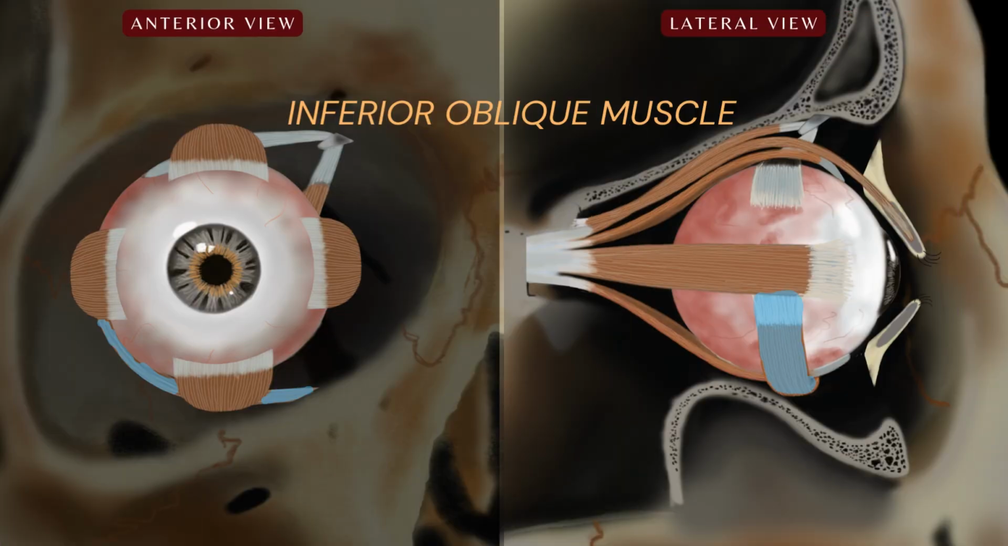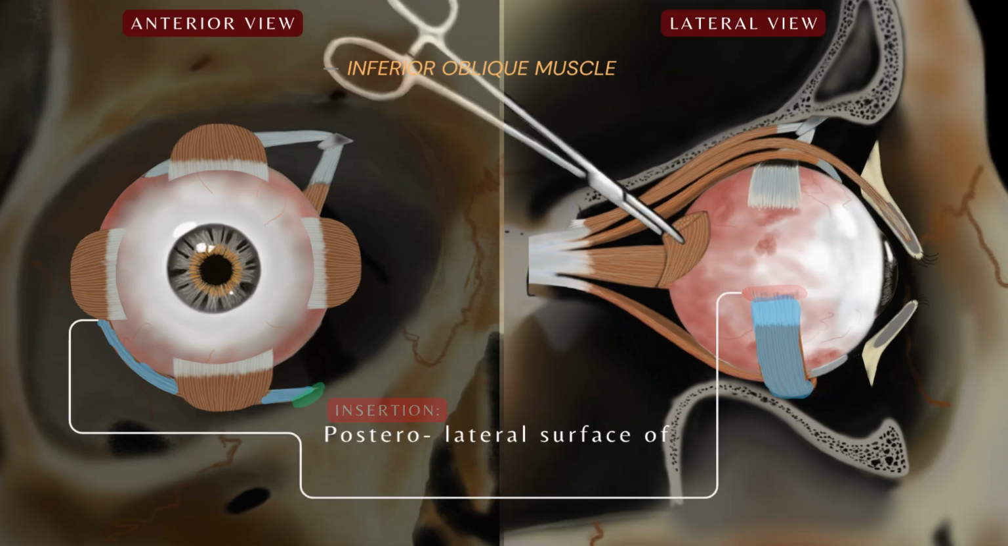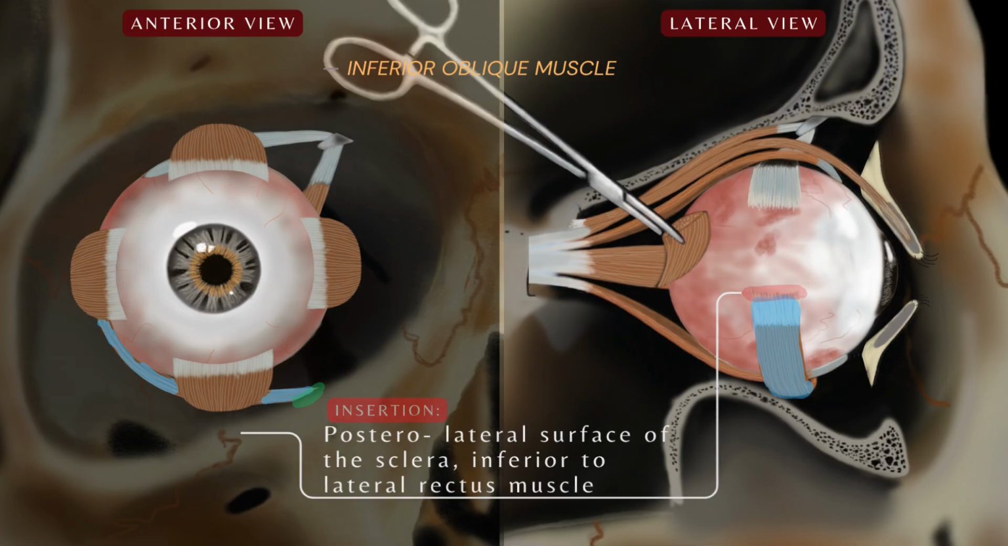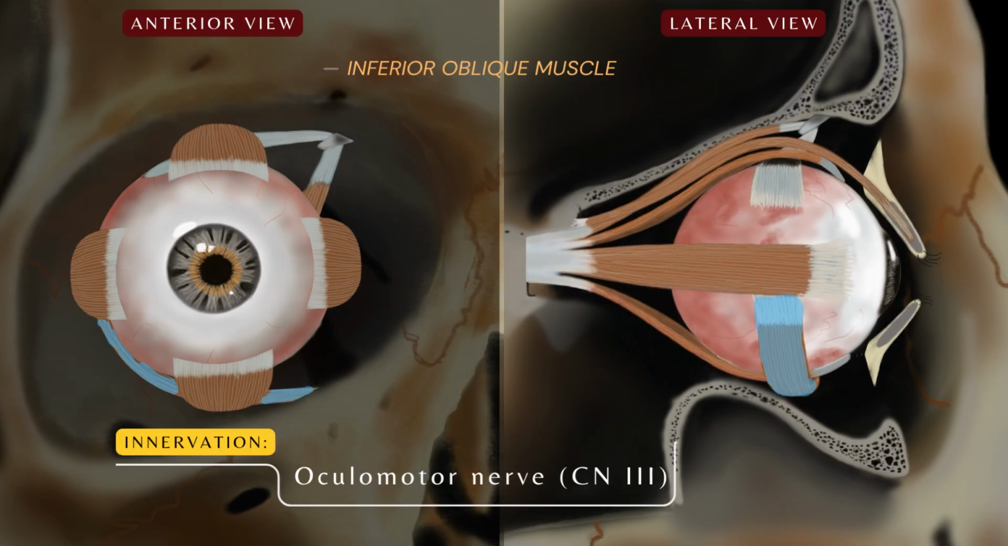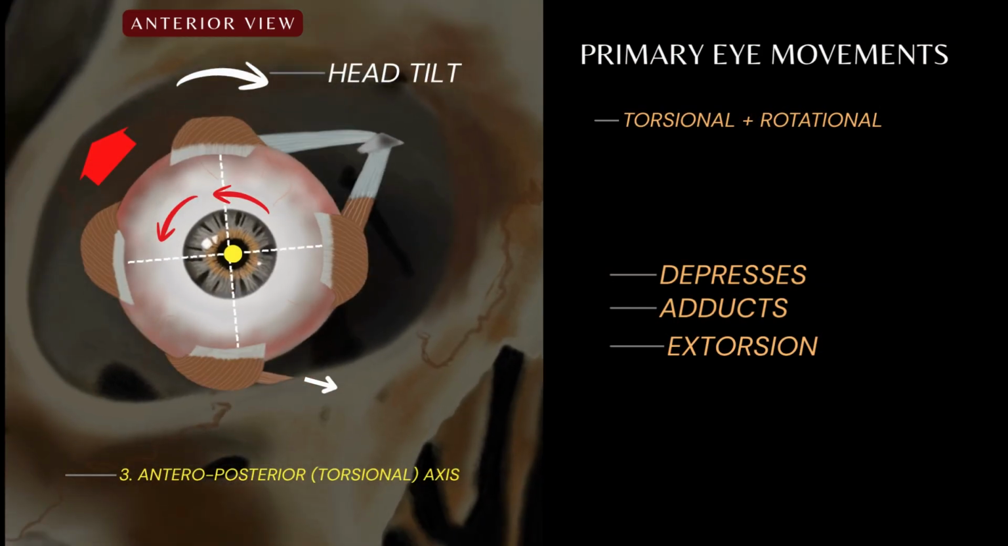Inferior oblique originates from the anterior maxilla. Inserts on the inferior posterolateral surface of the sclera. It is innervated by the oculomotor nerve, CN3. Its blood supply comes from the muscular branches of the ophthalmic artery and infraorbital artery. Actions. The inferior oblique muscle externally rotates, elevates, and abducts the eye.